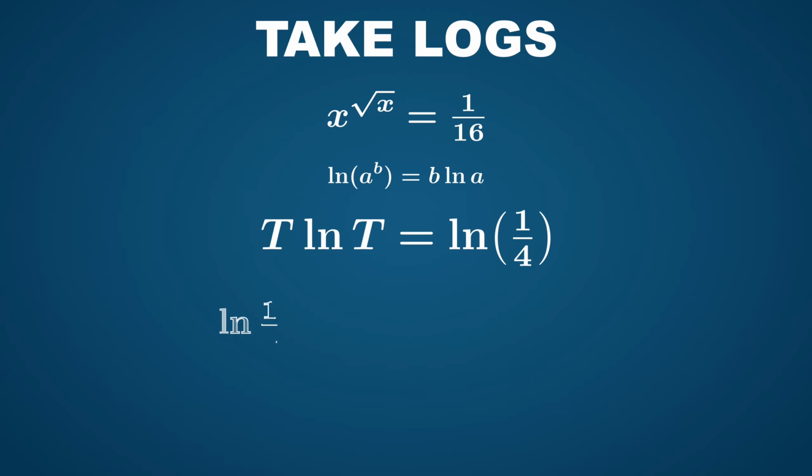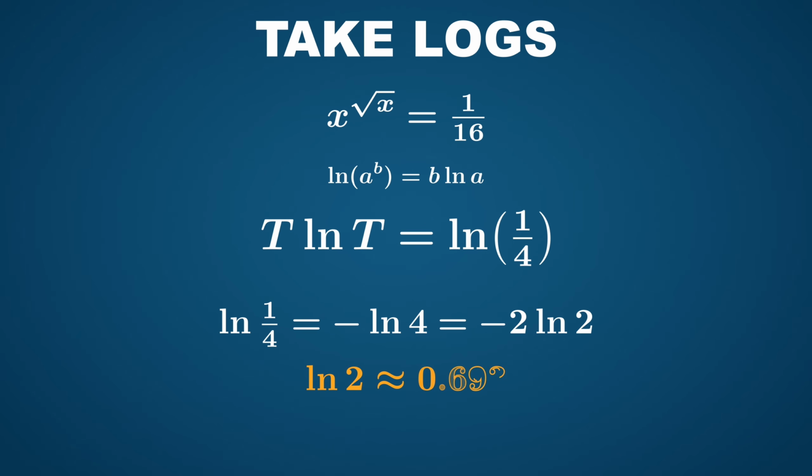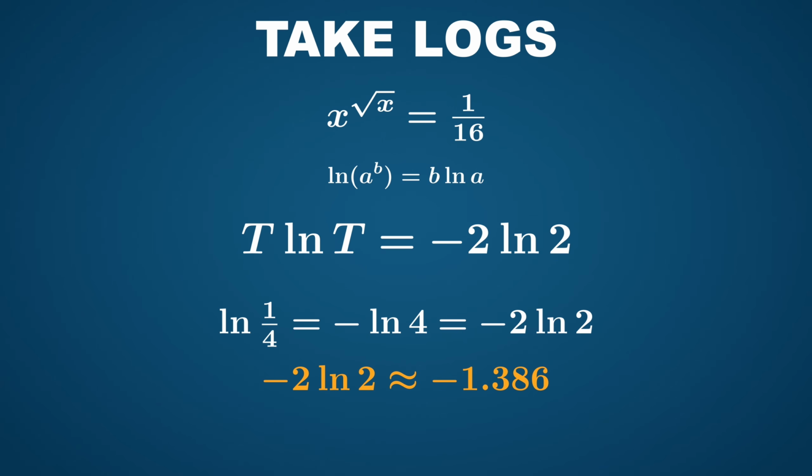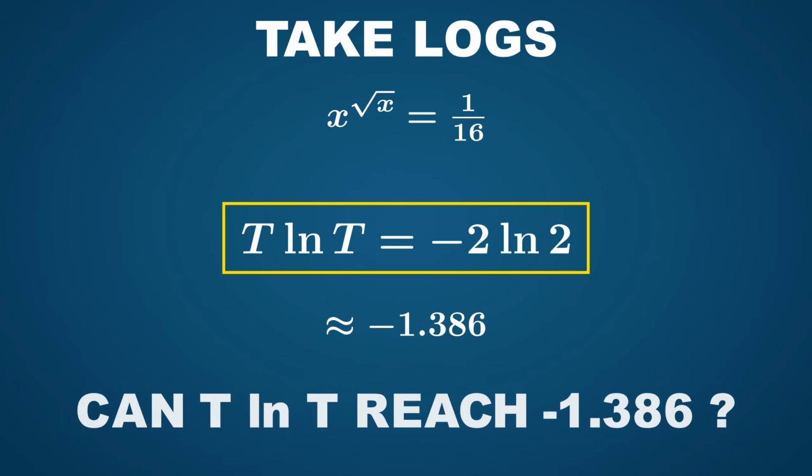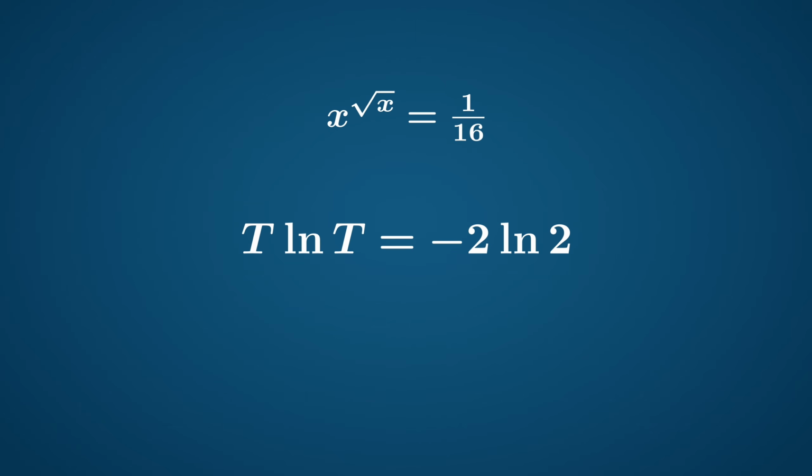On the right, the log of 1/4 equals minus the log of 4, and the log of 4 is 2 times the log of 2. The log of 2 is about 0.693, so minus 2 log 2 is about minus 1.386. Our equation is now t times log t equals minus 2 log 2. We keep the exact form and the decimal side by side. In decimals, t times log t must reach minus 1.386.